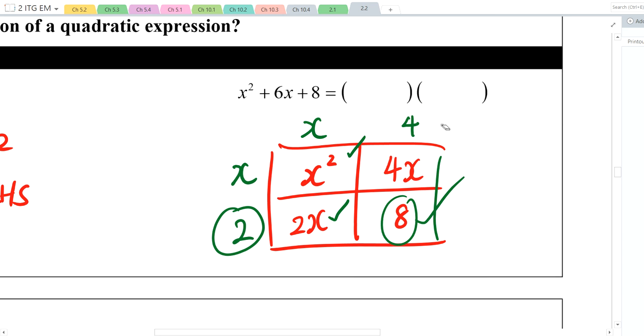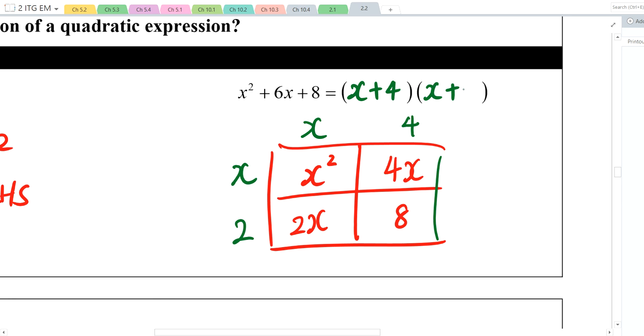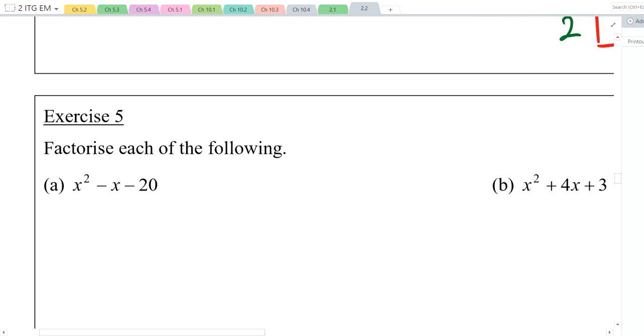So what is my answer? X plus 4, x plus 2. Okay? Getting a bit more familiar now? Okay. So practice.